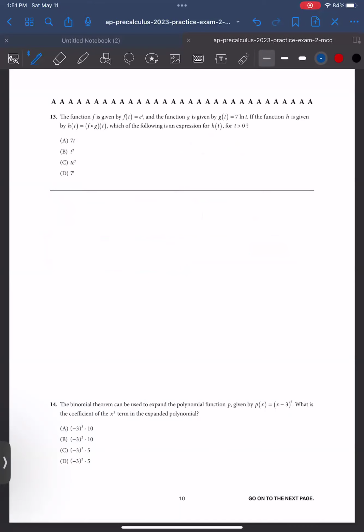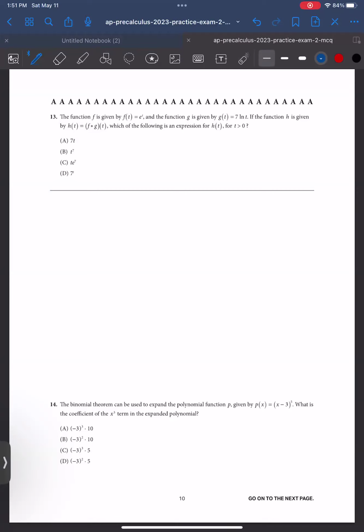All right, number 13. The function f is given by f of t equals e to the t, and the function g is given by g of t equals 7 ln of t. If the function h is given by h of t equals f of g of t, which of the following expressions for h of t when t is greater than 0?